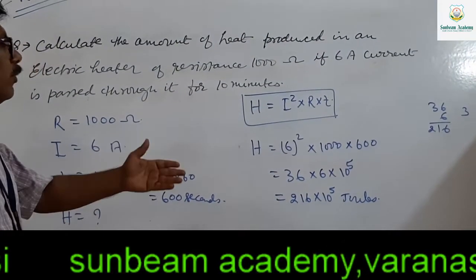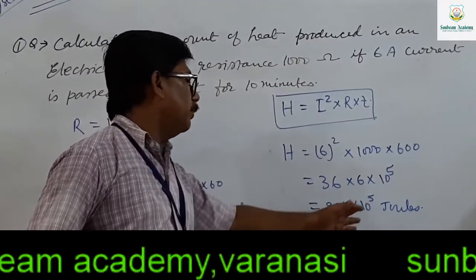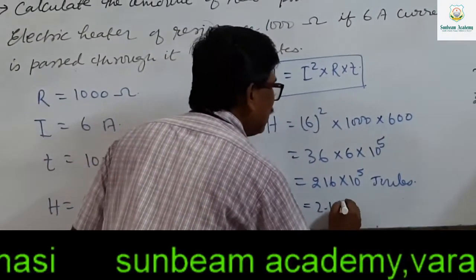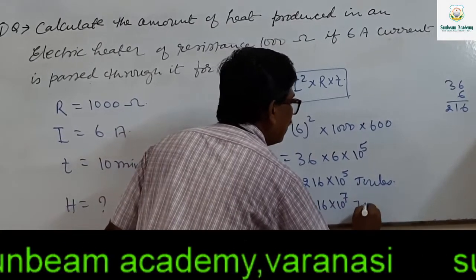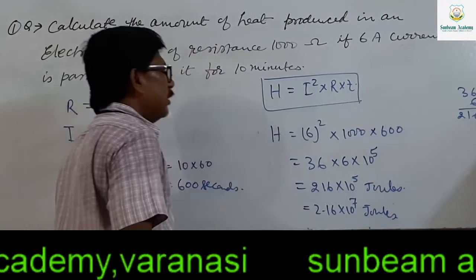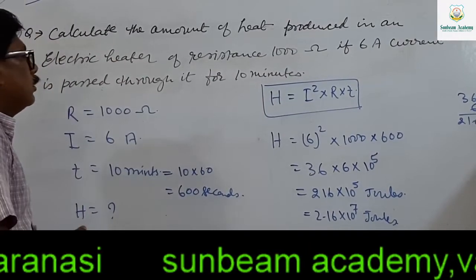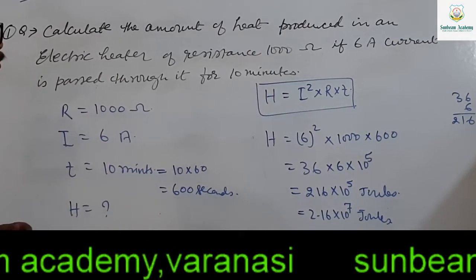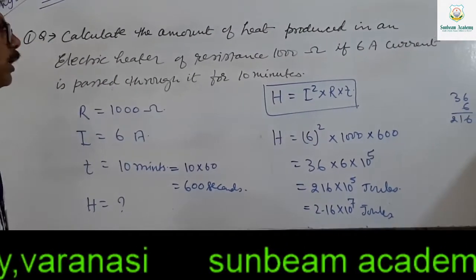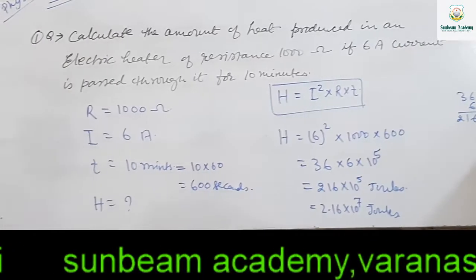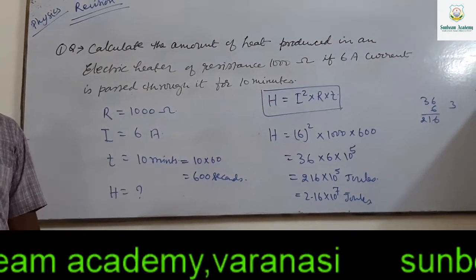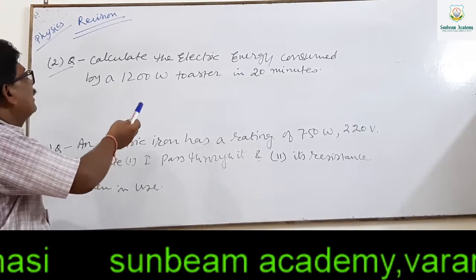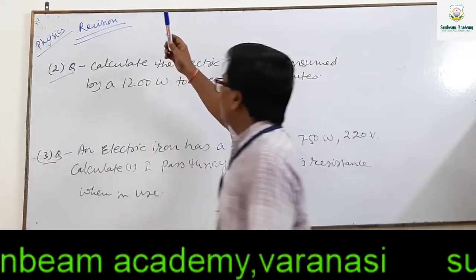Now you can also write it in standard form. Divide by 100, and it becomes 2.16 into 10 to the power 7 joules. So this question is directly based on the formula, that is heat produced H is equal to I square RT. Now, if you want to write it down, you can write it in your copy. Now we will move to the next numerical problem.